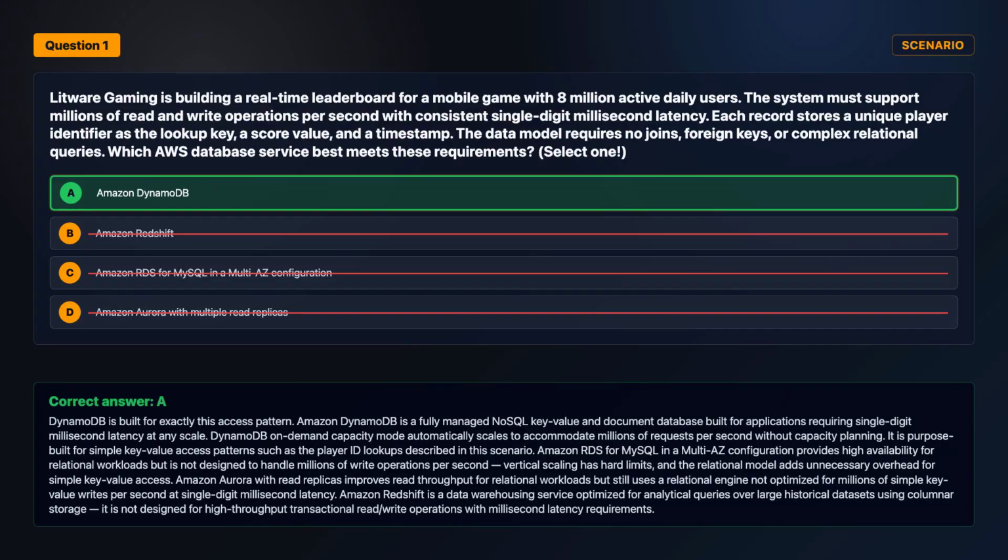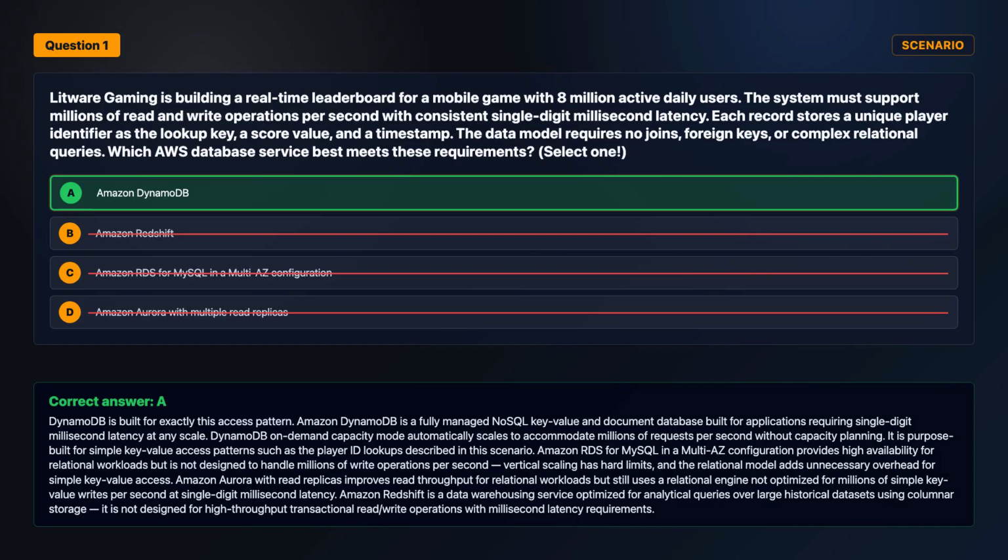The correct answer is option A. DynamoDB is built for exactly this access pattern. Amazon DynamoDB is a fully managed NoSQL key value and document database built for applications requiring single-digit millisecond latency at any scale. DynamoDB on-demand capacity mode automatically scales to accommodate millions of requests per second without capacity planning. It is purpose-built for simple key value access patterns, such as the player ID lookups described in this scenario.